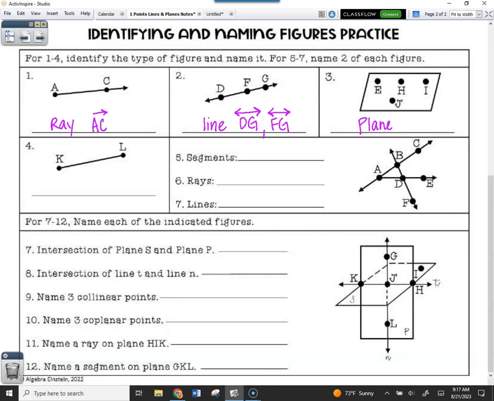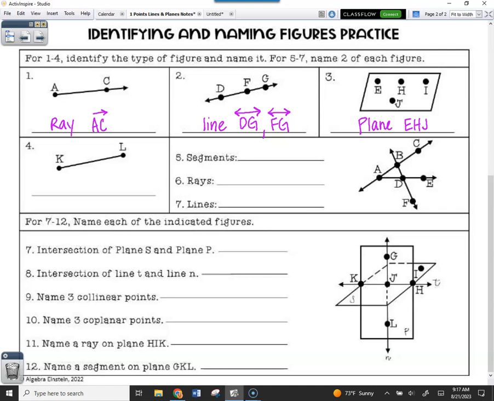E-H-I. E-H-I. Gabe, name another way. J-H-I. J-H-I. You just need how many points? 3. So I'm just going to put E-H-J. Does not matter what you put, though, as long as it's 3 letters.